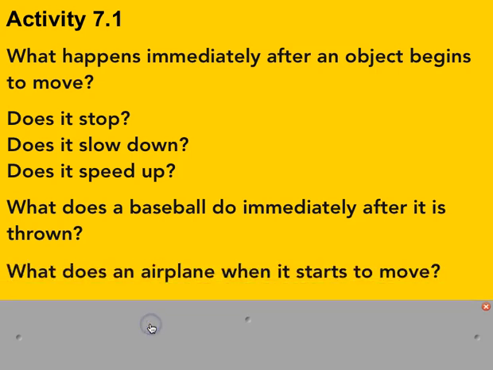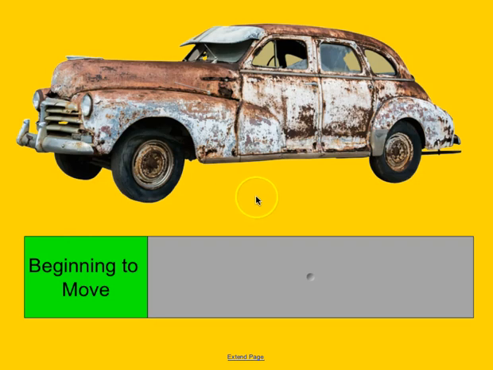So what does an airplane do when it starts to move? Does it stop? That'd be a pretty short flight, or if it just starts to move on the tarmac, is it going to stop right away? Does it slow down? Or does it speed up? So we're going to explore these questions, and we're going to explore types of movement.